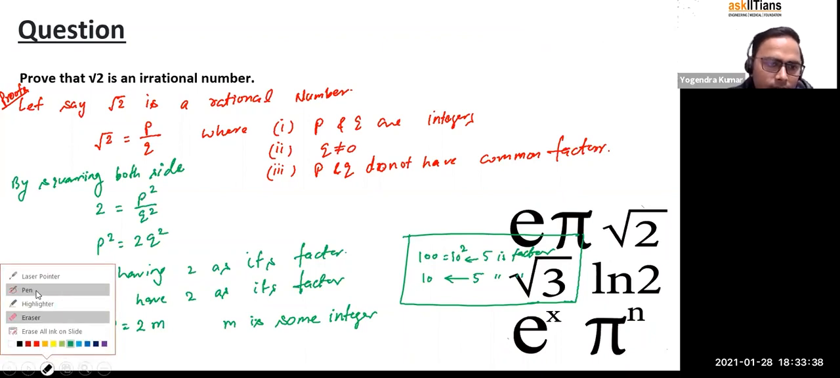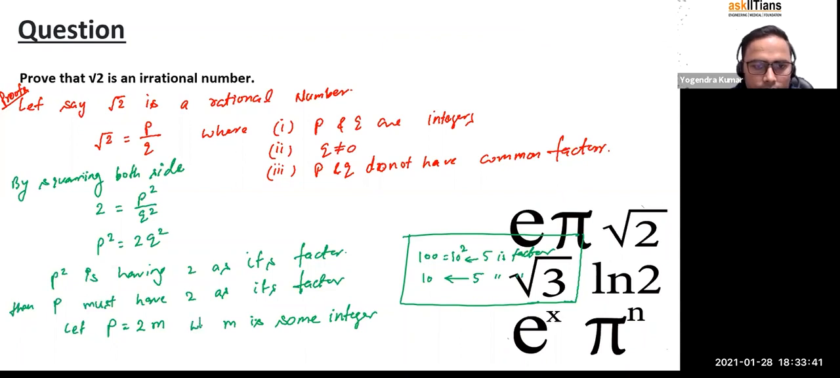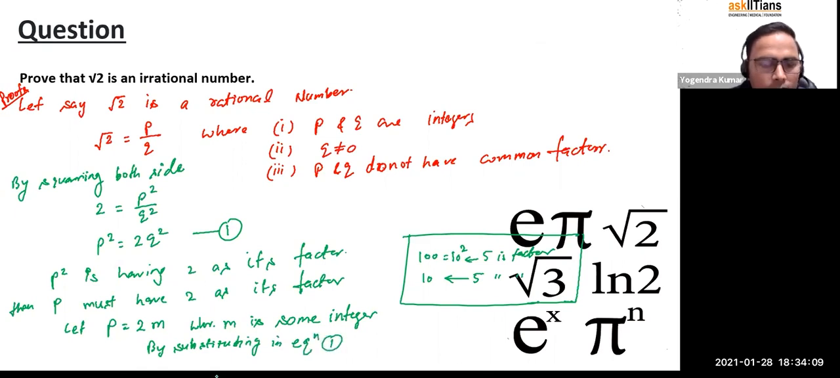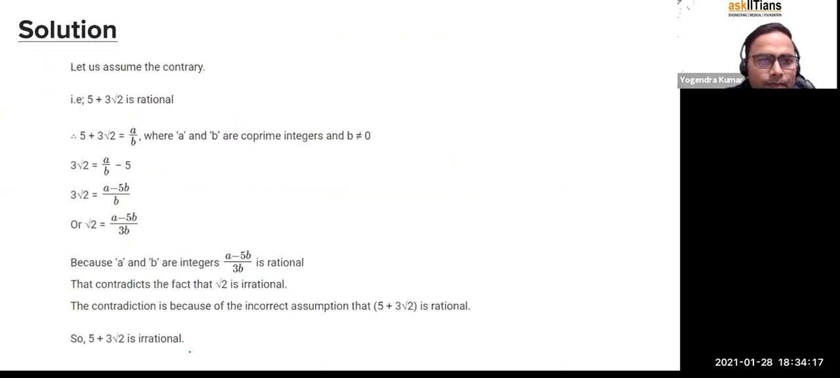Okay. So now in this equation number 1, can I substitute p as 2m here? So I need to write here by substituting in equation number 1. I'll be requiring the next page. So I hope it is clear. I'm just going to substitute there p as 2m.